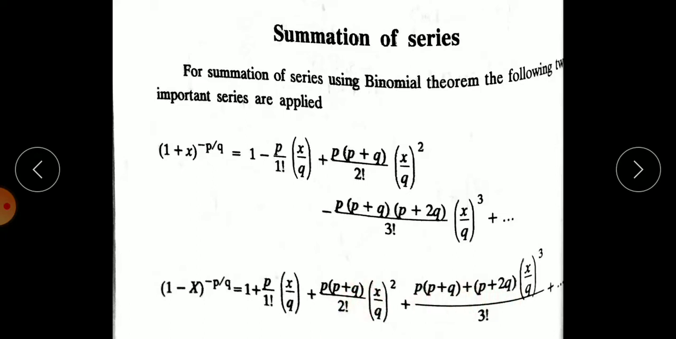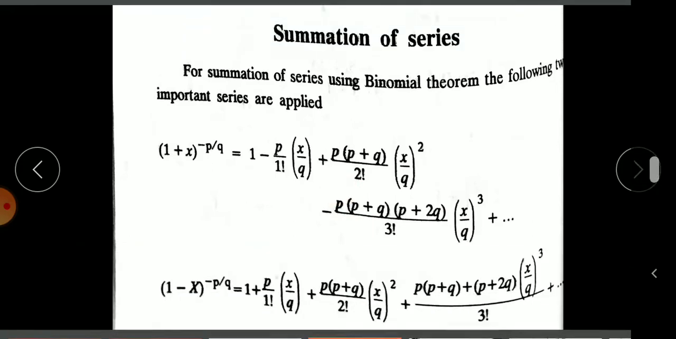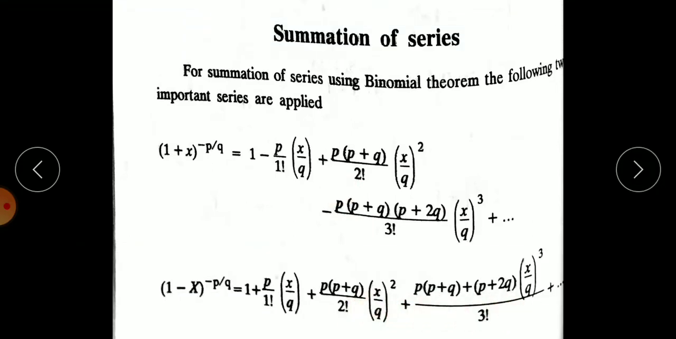So here for 1 plus x, we have the alternate signs. If it is 1 minus x, we are having the plus signs here. Okay, plus signs are here. So learn them by heart, it's very important. Then the summation of series formula. Now we are going to move on to the problems.